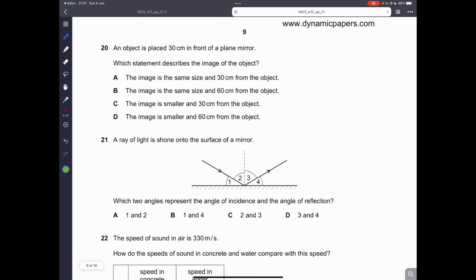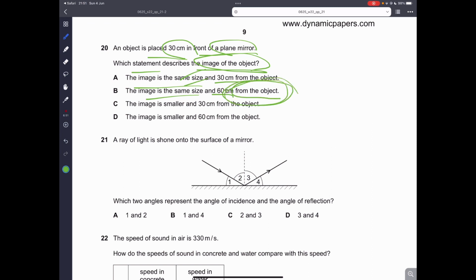Question 20. An object is placed 30 centimeters in front of a plane mirror. Which statements describe the image of the object? Okay, the image is the same size. Okay, it is the same size, that is correct. And the distance is actually not 30 centimeters, but actually 60 centimeters, because it says from the object.